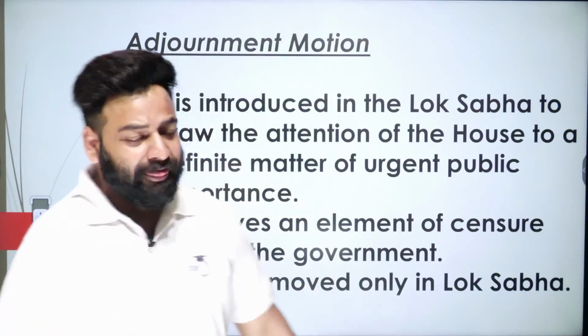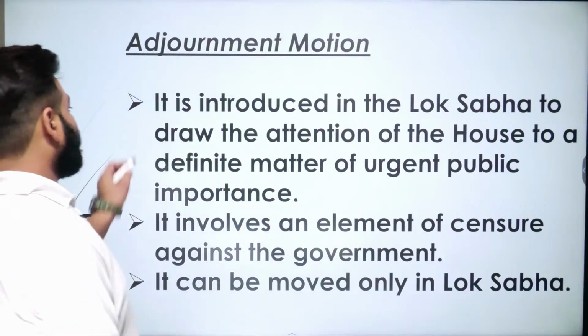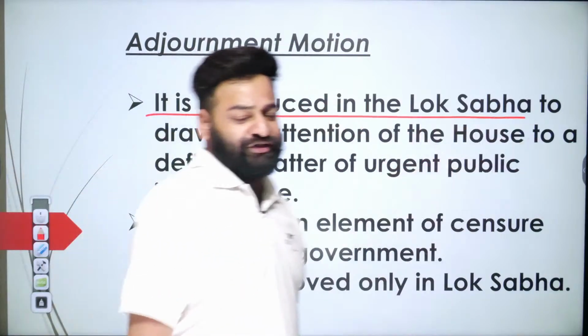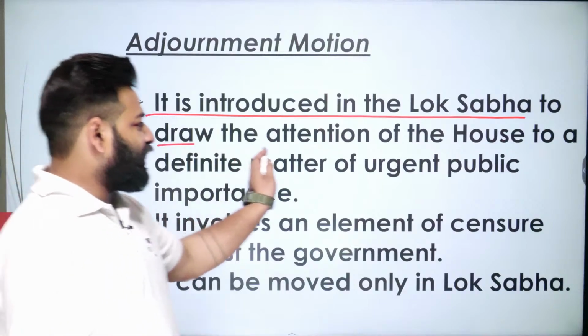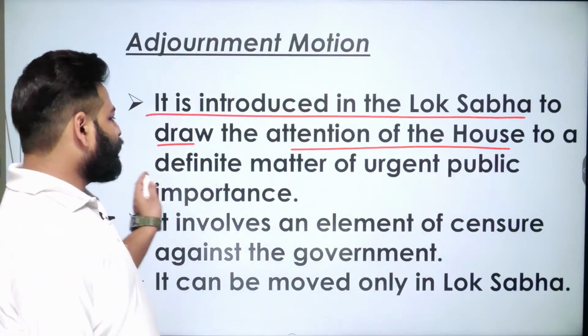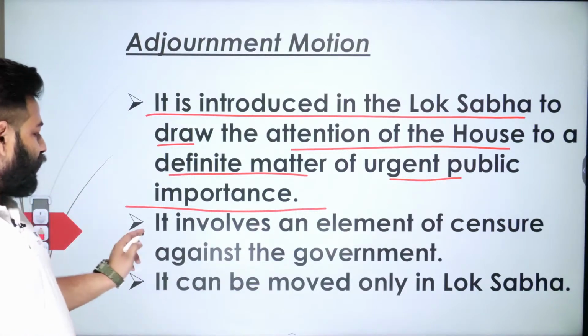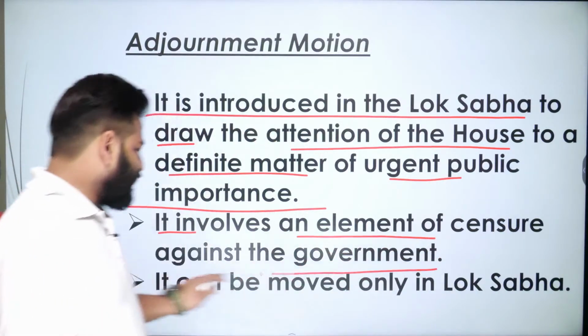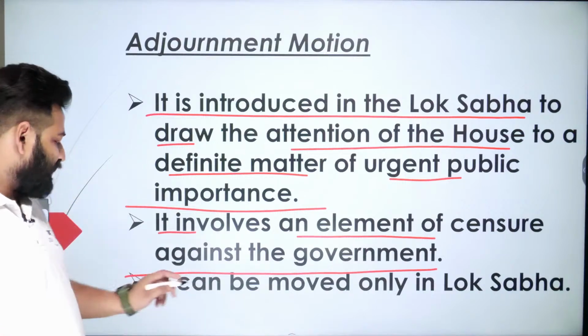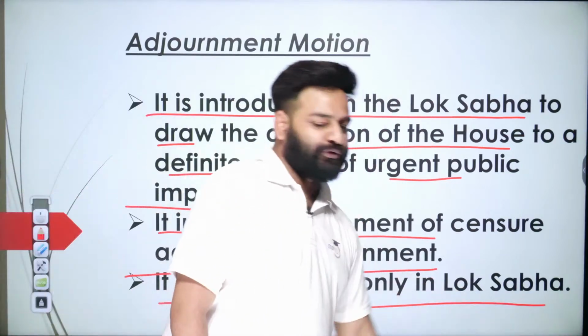What is the thing here? Adjournment motion, as we can see. It is introduced in the Lok Sabha to draw the attention of the House to definite matter of urgent public importance. It involves an element of censure against the government, and it can be moved only in Lok Sabha.